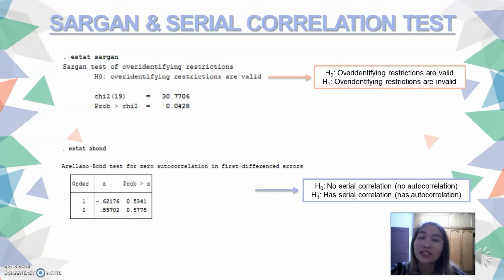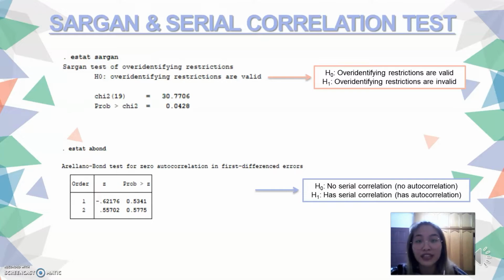Furthermore, we conduct the serial correlation test where H null states that there is no serial correlation, while H1 states that serial correlation exists in the model. The Arellano-Bond test was done for both the first difference and second difference serial correlation. For first order correlation, or AR1, if the p-value is less than 5%, we will reject H null and indicate that there is a serial correlation. However, as shown in the picture, the p-value for first order correlation is more than 5% at 0.5341. Therefore, we accept H null to conclude that there is no first order serial correlation.